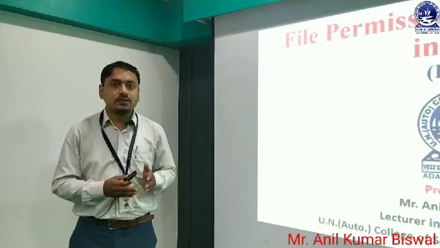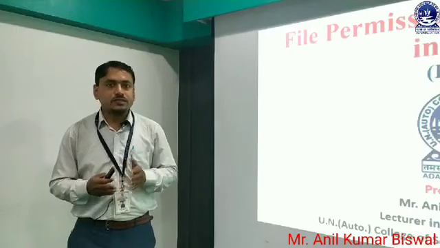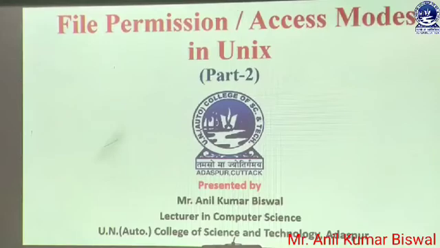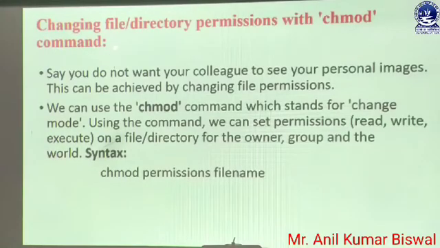Today we are going to discuss part 2. In part 2, we are learning different parts of file permission and access modes in our Unix system. Now focus on that slide. In this slide, we see the outline of our topic: the different processes for changing file or directory permissions with chmod commands, then changing owners and group, changing ownership, changing group ownership, and then SUID and SGID file permission. First, we are learning changing file or directory permissions with chmod commands.